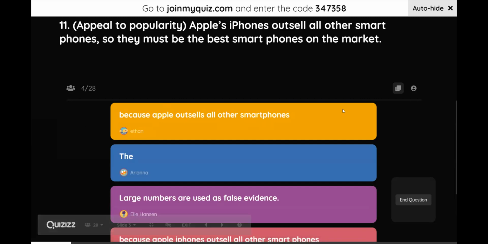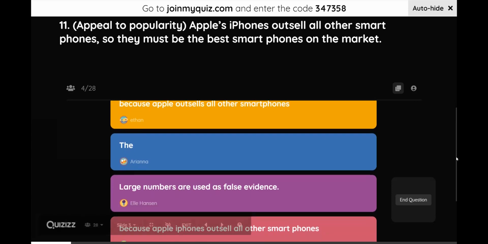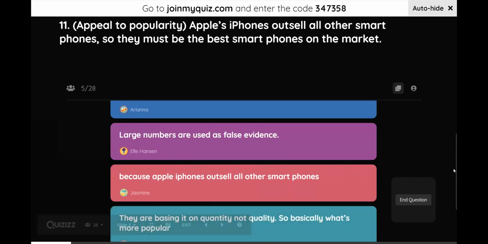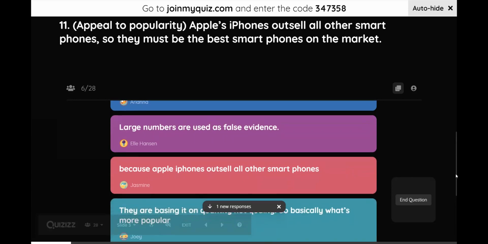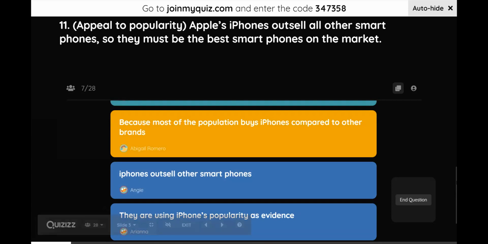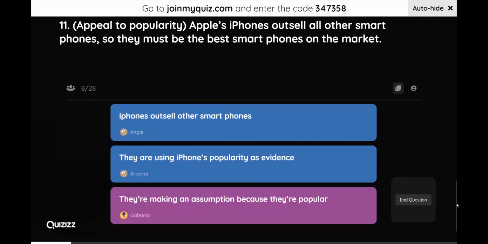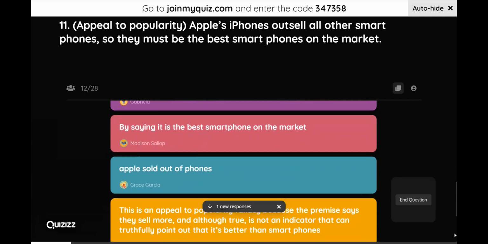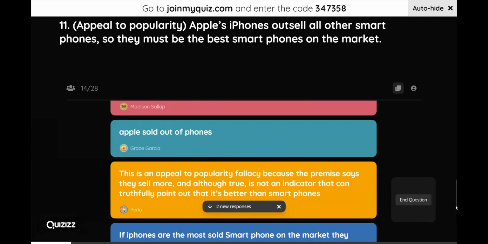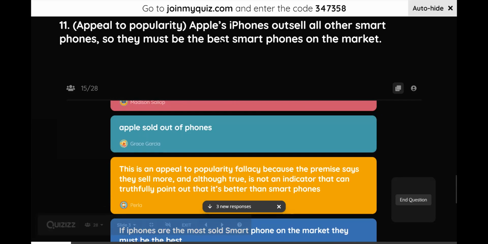Large numbers. So you're talking about large numbers, as in the large sales. There's a large amount of people that like it, right? I'm hoping that's what we're going with. They outsell all of the smartphones. That's the popularity part, right? And because they're popular, they're making some sort of conclusion off of that. I think it's because they say it's the best smartphone on the market. That's basically saying we're the most popular, you should buy this phone.